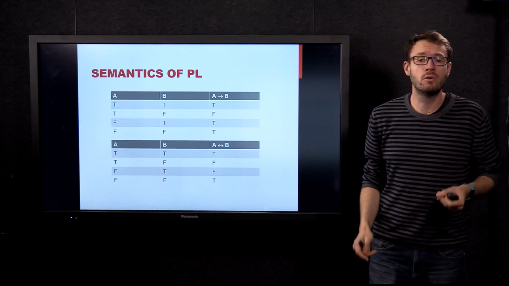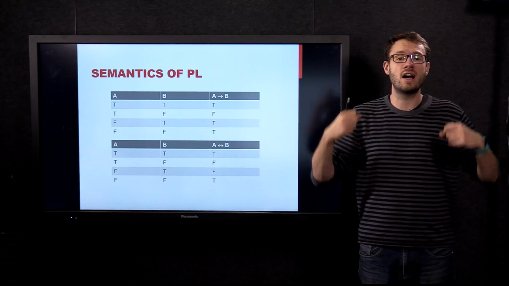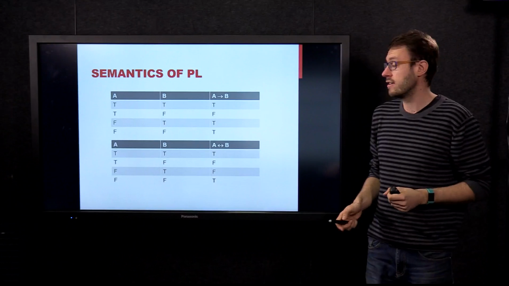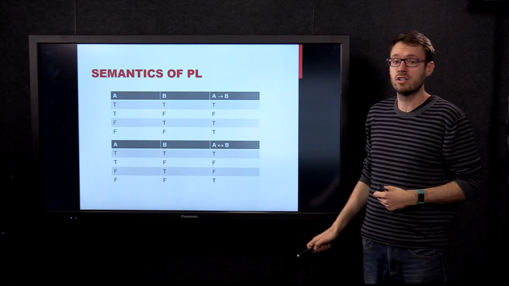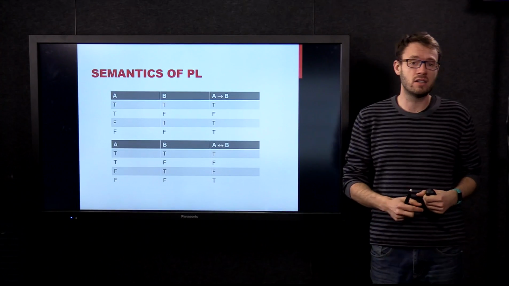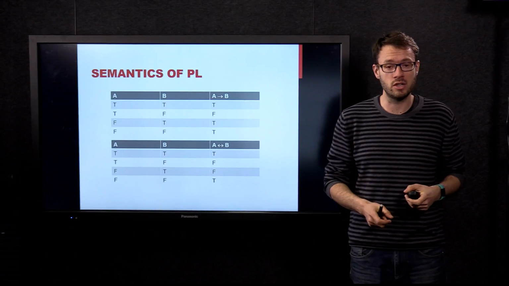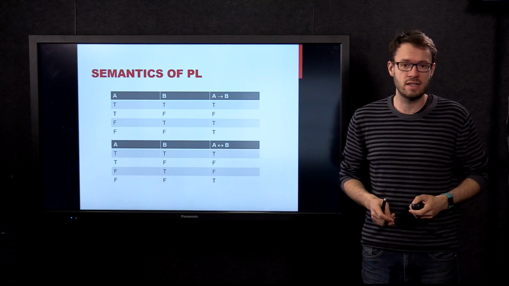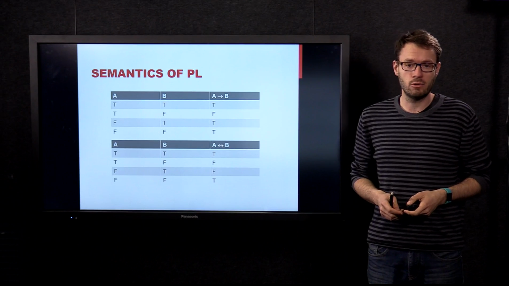And the biconditional is true when the two sides of the biconditional are standing or falling together. So when both sides are true, then the biconditional is true, and when both sides are false, then the biconditional is true, and it's false in all the other situations. All right, so that's the syntax and the semantics, just to remind you of the language.